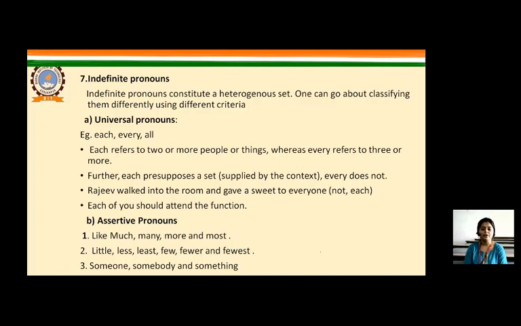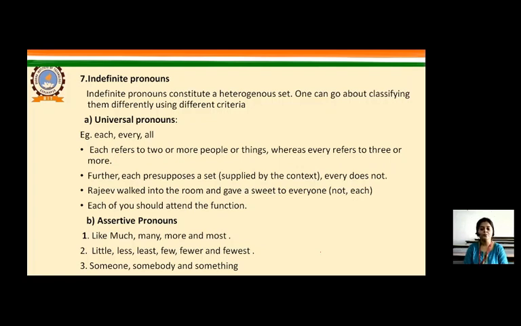Example: each refers to two or more people or things, whereas every refers to three or more. So you always have to remember this, because there is only a slight difference in the use of each and every. Both are universal pronouns. Both you can use for people or for things. But the only difference is that when you are talking about only two things or more than two things, then you are using each. And when it is three or more, then you can use every, right?